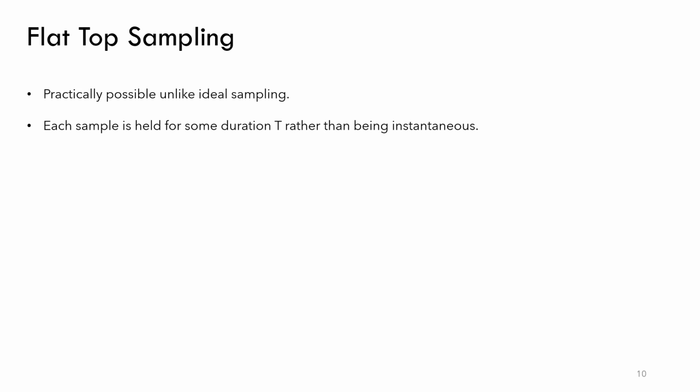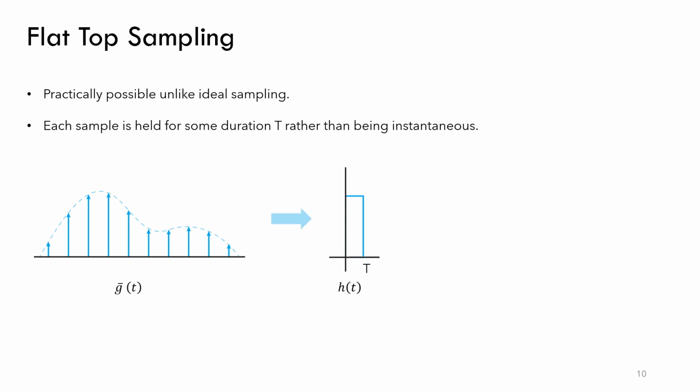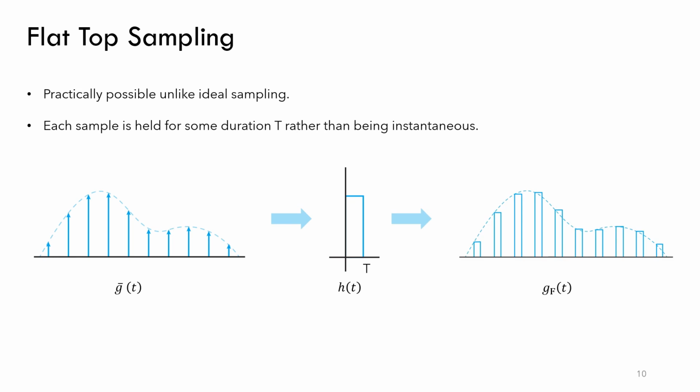To derive the equations for flat top sampling, we assume we have our g bar(t). This is only for derivation purposes and not the way it happens practically. Now consider h(t), which is a time shifted rectangular function. Flat top sampling can be considered as the output of a system with impulse response h(t), where we give g bar(t) as the input. This gives us g f(t) as shown here.